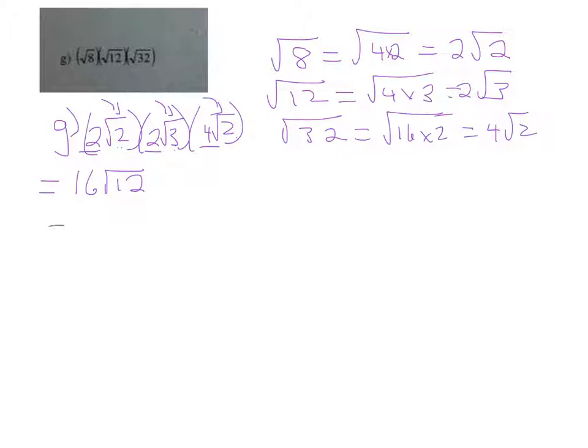And then look what happens. We've got 16, and we can write 12 as 4 times 3, and the 4 has a square root of 2, so when it comes out, we end up with 16 times 2, and then root 3 left over. So that's how you'd handle G.